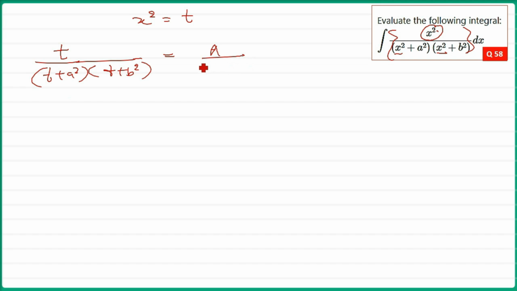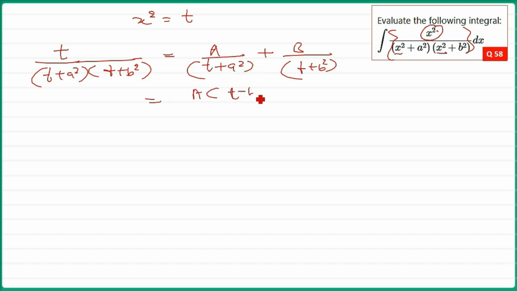So just assume this x square equals t or p or any letter, but you don't have to differentiate it. Why? Because if you write x square equals t, this expression will become t by t plus a square and t plus b square. And don't worry about a square and b square, these are just constants. Assume it to be t plus a and t plus b. Since this is just a linear expression, it will be a divided by t plus a square and b divided by t plus b square. Even if it is raised to power 100, it doesn't matter, it's just a constant.